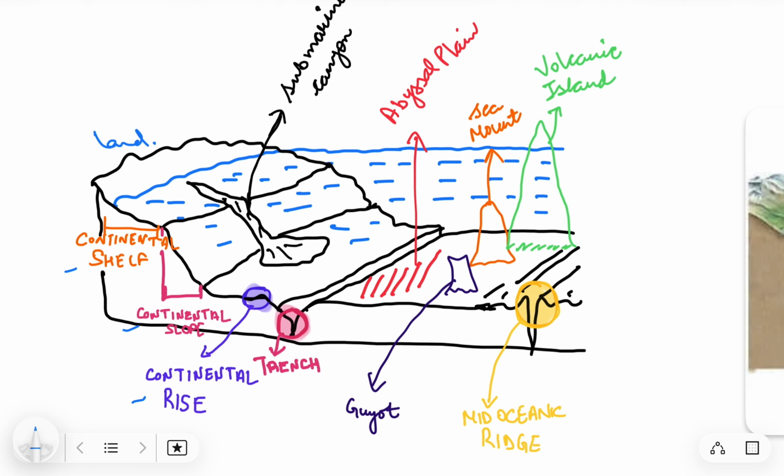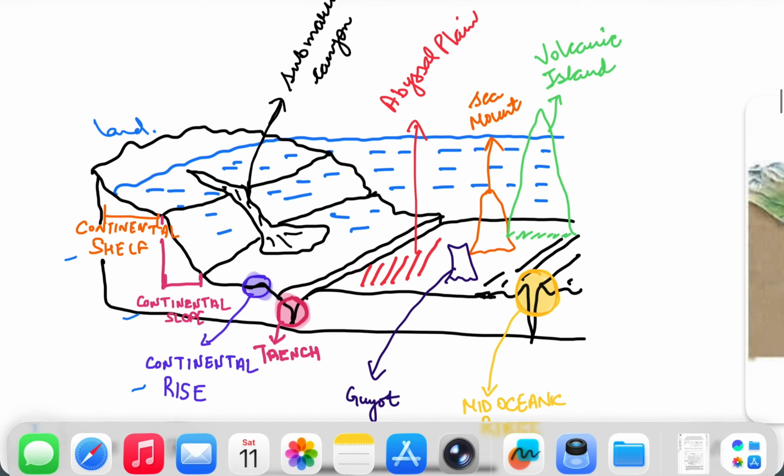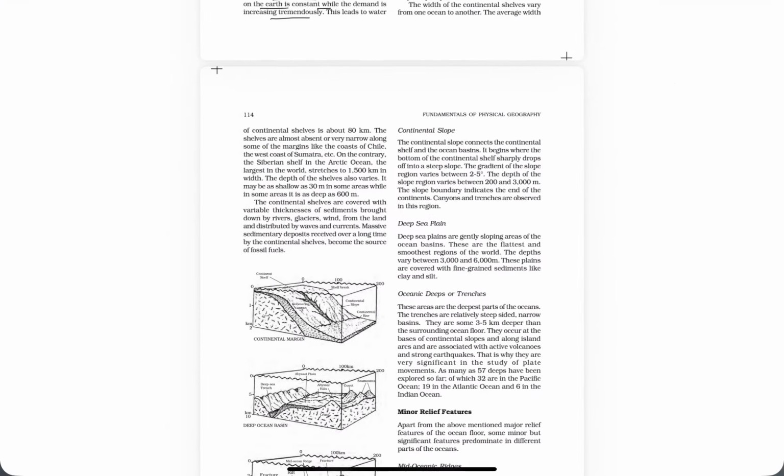And then we have the trenches: when two plates meet, the heavier plate will subduct and the lighter plate will move or float over the heavier one, so it will form the trenches. And then we have the plains. So these are the different types of forms of the oceanic surface we have.